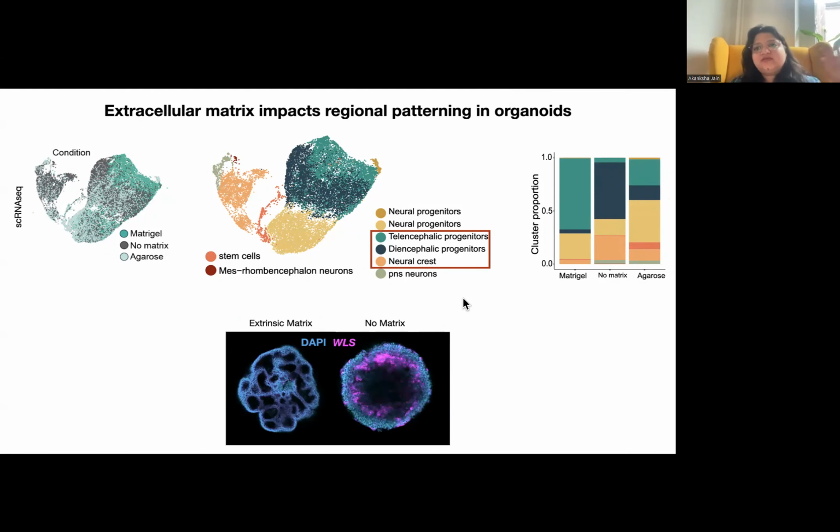Now, Wntless is the Wnt ligand secretion mediator, and Wnts are required for caudalizing of the developing brain and caudalizing of the developing embryo. So this made us ask the question: could it be Wntless-driven behavior that creates more diencephalic and neural crest in the organoid?